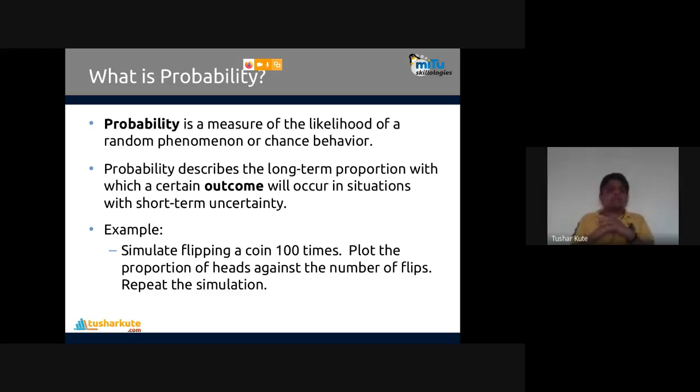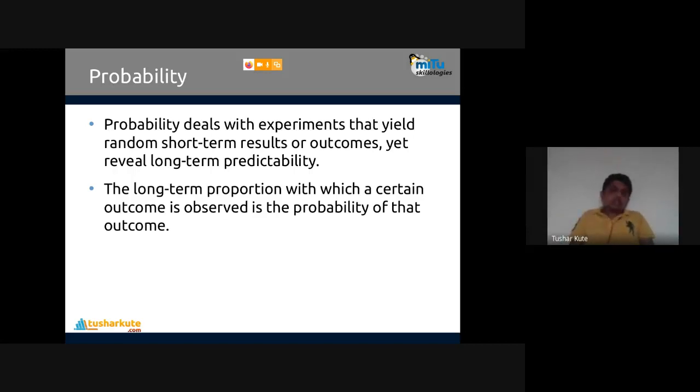That's the second example. Simulate flipping a coin 100 times. Plot the proportion of heads against the number of flips, and repeat the simulation. So what is the probability that I will get a head? What is the probability that I will get a tail? You have to flip 100 times and then check it. That's what probability will help us with.